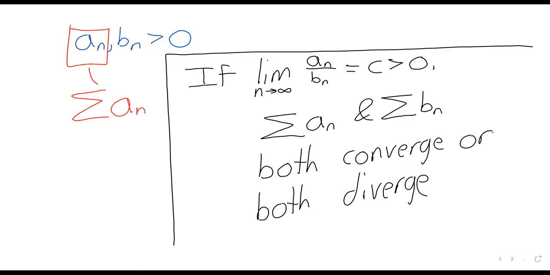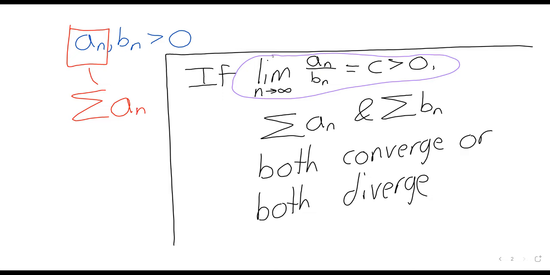So in terms of the language I've been using, I've been talking about series being similar. If series are similar, it makes sense that they both converge or both diverge. So this limit statement is a statement that the series are similar. And if they are similar, they both converge or they both diverge.